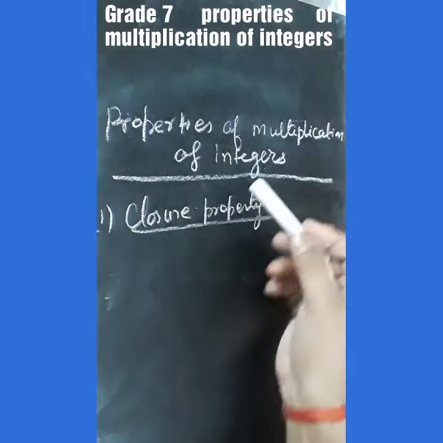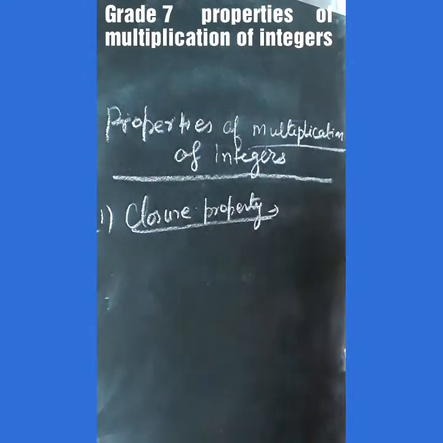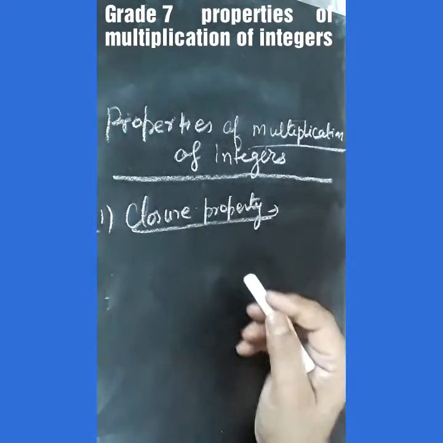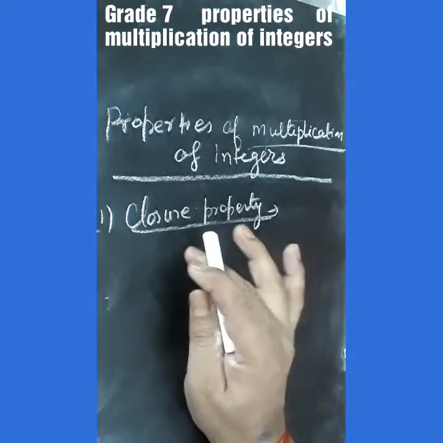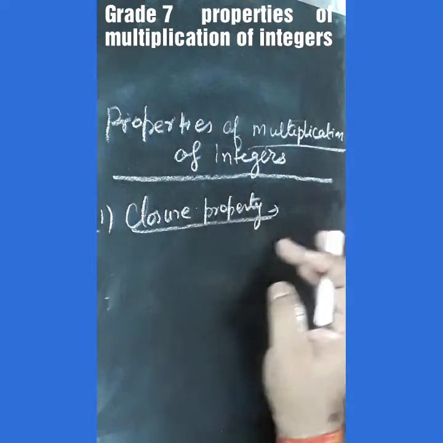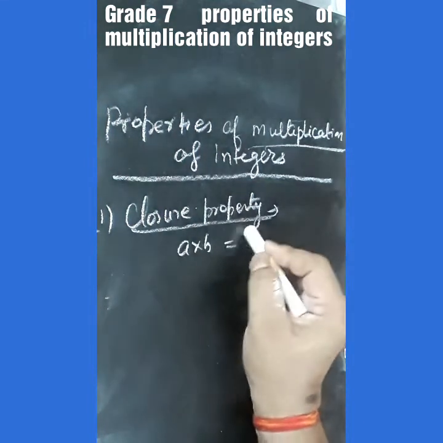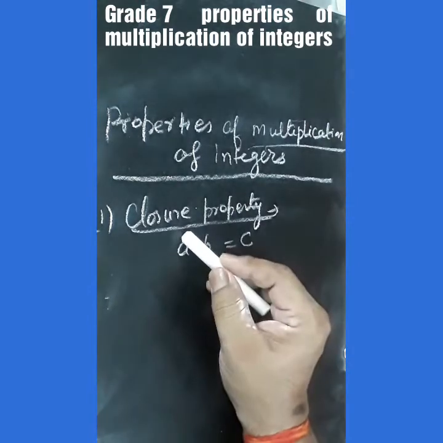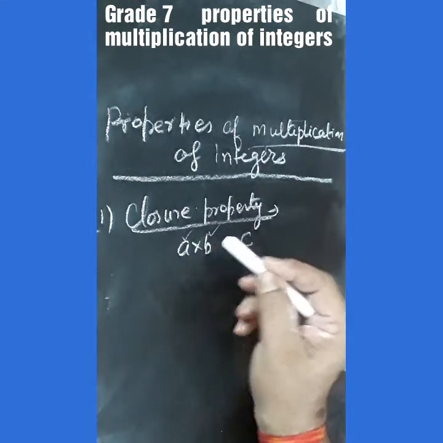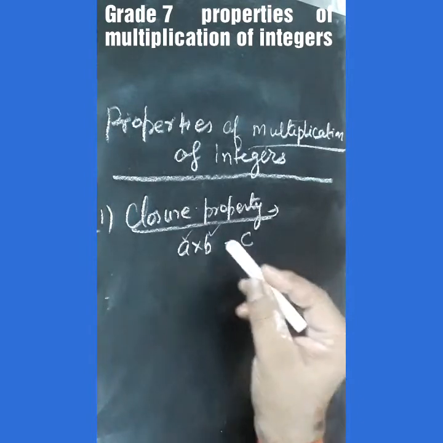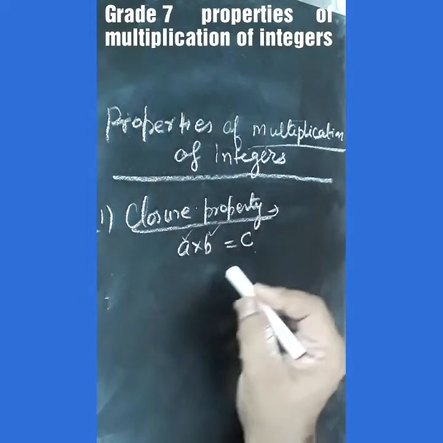We will see closure property of multiplication for integers. It means if we multiply any two integers, we always get an integer. Suppose we multiply a and b, we are getting c. Here a and b are integers, then c will also be an integer. Let us take some example and verify it.